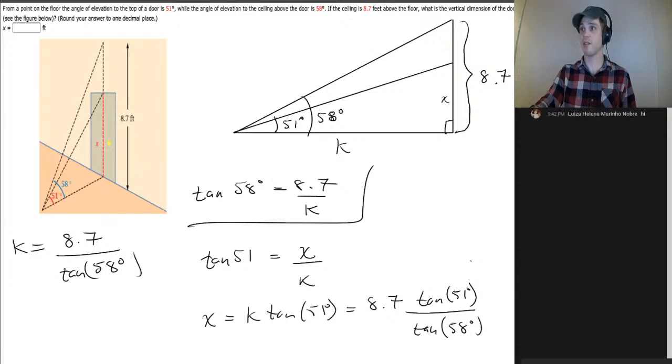And I'm getting 6.7 and some change. This one wants us to round to one decimal place, so this is 6.7 feet. And that makes sense. I should expect that it would be smaller than 8.7. So that's a nice check: use your spatial reasoning to make sure that the door is shorter than the ceiling.